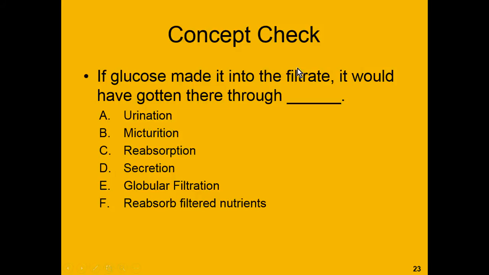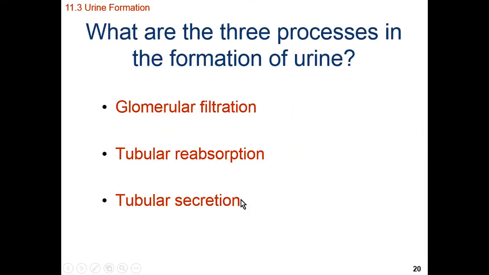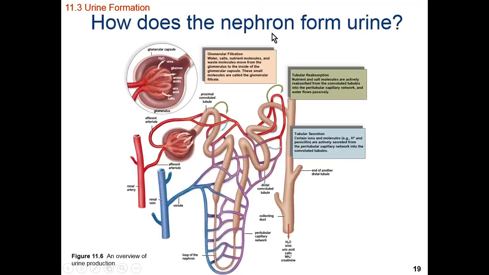If glucose made it into the filtrate, the glucose would have gotten to the filtrate through glomerular filtration. The only spot where we have glucose entering the filtrate is in the glomerular capsule, as the glucose is leaving the glomerulus and entering the filtrate. We will never have glucose entering the filtrate in the proximal convoluted tubule, distal convoluted tubule, loop of nephron, or the collection duct.